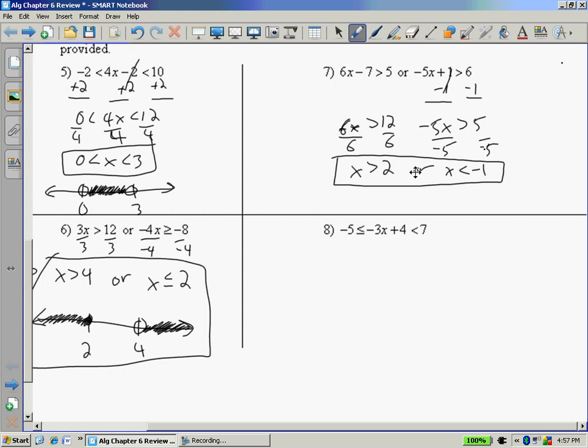Remember, I don't combine them together. There's no such thing as an "or which." There's only an "and which." So I only stick them together like this for and statements. Now, as I'm graphing this, we have -1, we have +2. This is a young man, and it's an or, so we're going to shade away from.